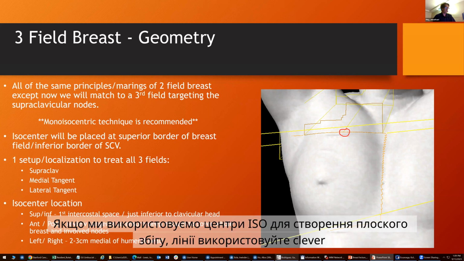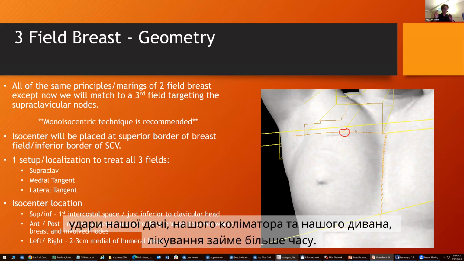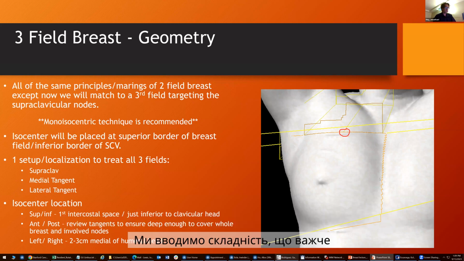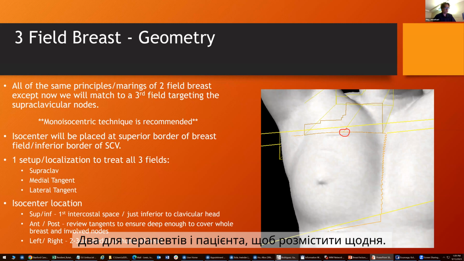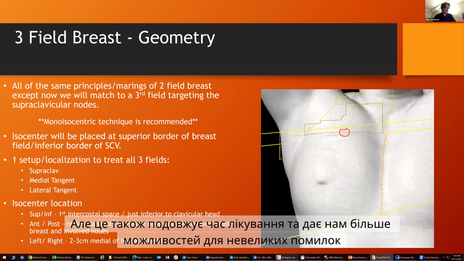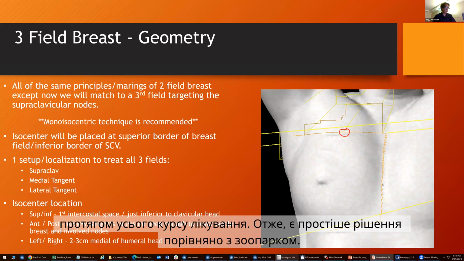If we use 2 isocenters to create a flat match line using clever kicks of our collimator and our couch, it's going to take longer to treat. We're introducing complexity, which is harder for the therapists and the patient to accommodate on a daily basis, but it also lengthens the treatment time and gives us more opportunity for little errors throughout the course of treatment. So there's a simpler solution.